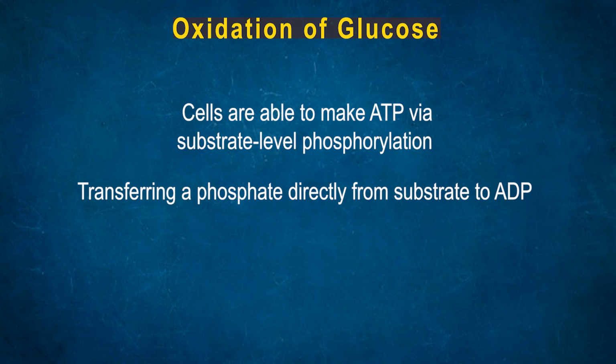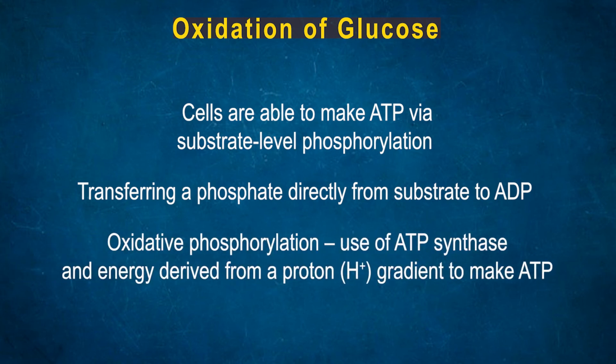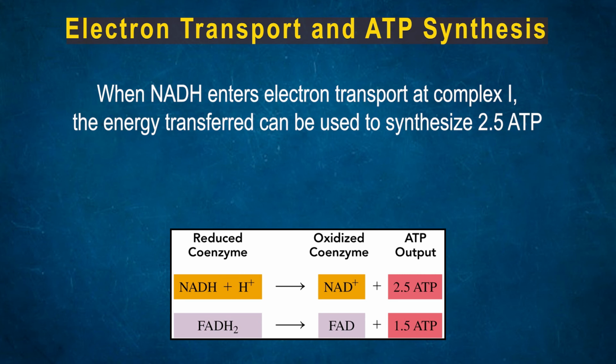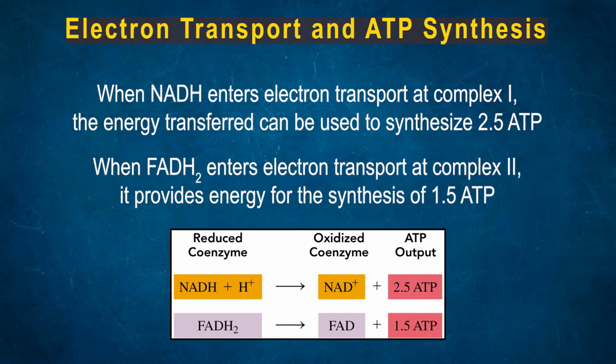Oxidation of glucose. So cells are able to make ATP via substrate level phosphorylation, that is transferring of phosphate directly from substrate to ADP, and oxidative phosphorylation, that is use of ATP synthase and energy derived from a proton gradient to make ATP. So electron transport and ATP synthesis I have already told. Reduced coenzyme NADH can give rise to 2.5 ATP, and reduced coenzyme FADH2 can give rise to 1.5 ATP according to current research.